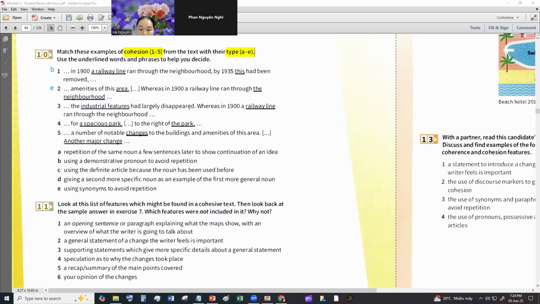"Industrial features" and "a railway line." The second noun is more specific than the first noun. Good job. Industrial features, and one of those is a railway line. So the second noun is more specific. Good job. So that's D. Now "a spacious park" and "the park." Using the definite article because the noun has been used before. Very good.